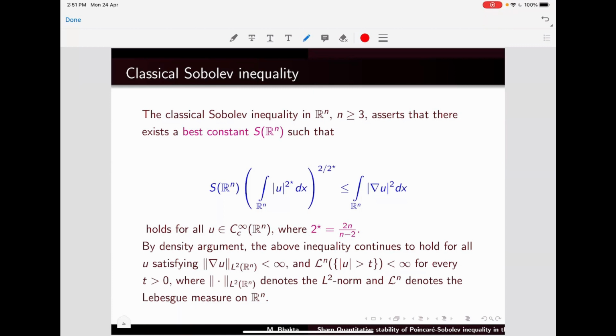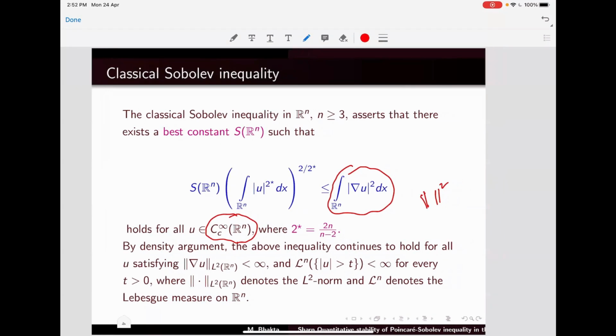So what is a D12 function? If you take the closure of C infinity functions with compact support with respect to this norm square, that is, if we complete this space with respect to this norm, then we call this space D12. So the Sobolev inequality holds for all these functions for which the L2 norm of the gradient is finite. This is the classical Sobolev inequality.